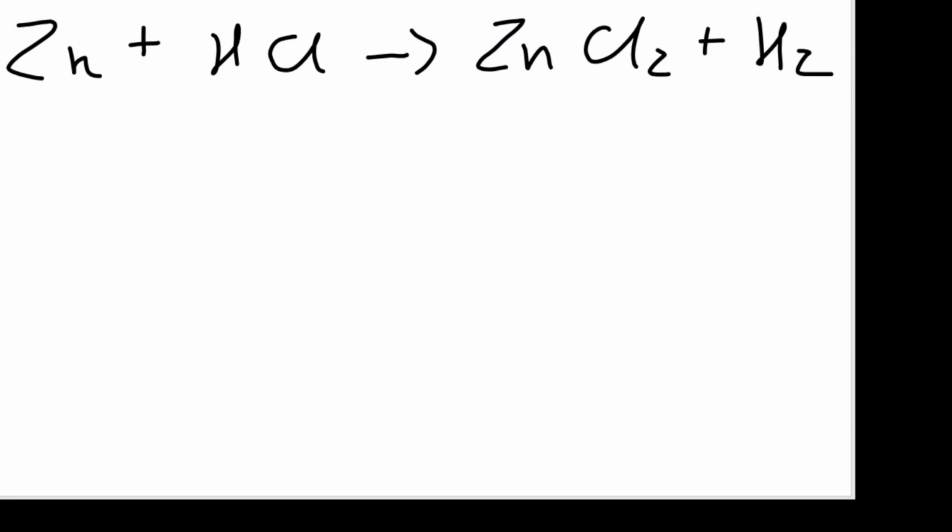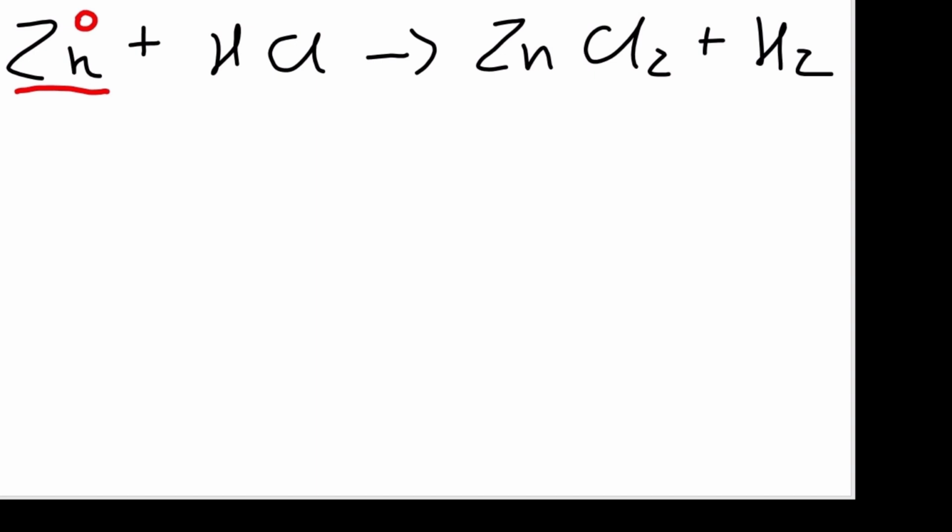Okay, so we must find the oxidation reaction, which is the increase of oxidation state, and we need to find the reduction reaction, which is the decrease of oxidation state. Okay, so let's check it step by step, starting, of course, from the substrates. Firstly, zinc. This is an atom of metallic zinc. The oxidation state of one metallic atom of zinc is equal to 0.